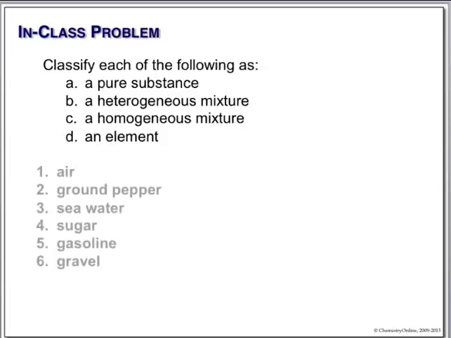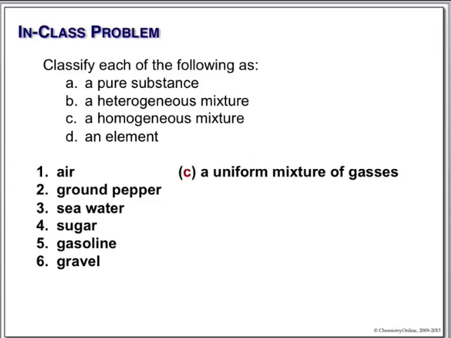Look at this list and quickly decide: pure substance, heterogeneous, homogeneous, or an element. All right, air. We talked about air. I gave you the answer actually, right? Air is a homogeneous mixture of gases.